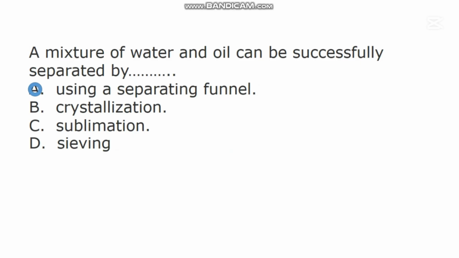We have already said that a separating funnel is used to separate immiscible liquids. And a good example of immiscible liquids are water and oil. So oil cannot dissolve in water. So for us to separate water from oil, we can use this separating funnel to carry out this separation successfully. So a mixture of water and oil can be successfully separated using this material known as separating funnel.